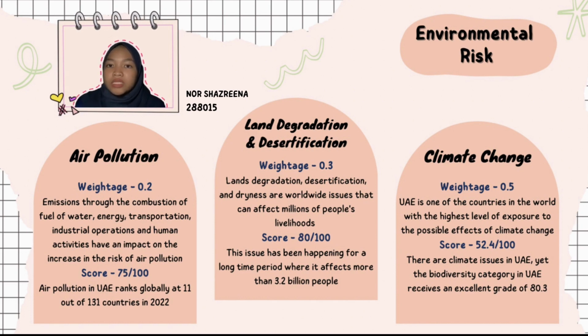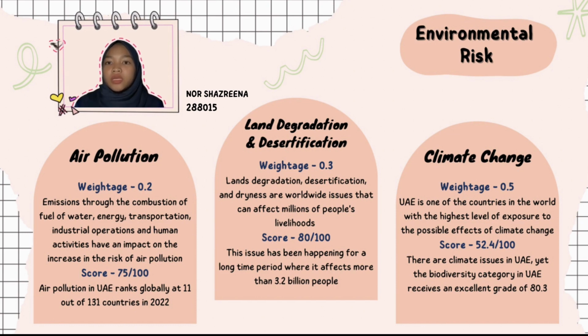Second factor is land degradation and desertification. The weightage is 0.3 because land degradation, desertification and dryness are worldwide issues that can affect millions of people's livelihoods and offer severe obstacles in achieving sustainable growth. The score is 80 over 100 because this issue has been happening for a long period, where it affects more than 3.2 billion people and up to 143 million individuals may leave their home countries by 2050 due to such issues.